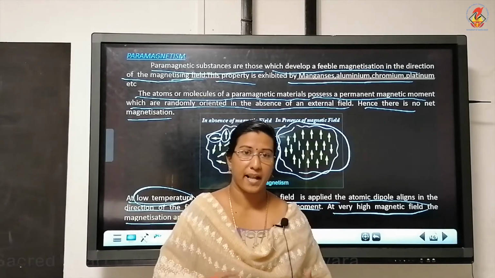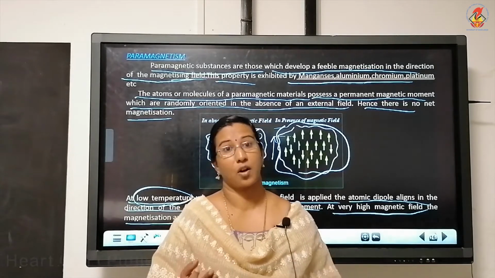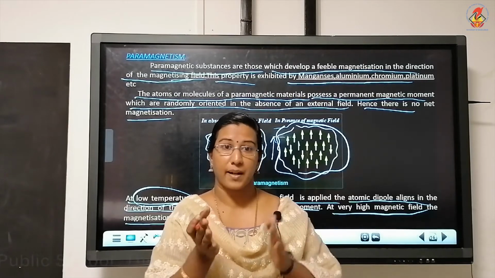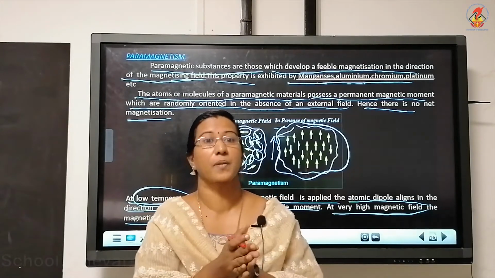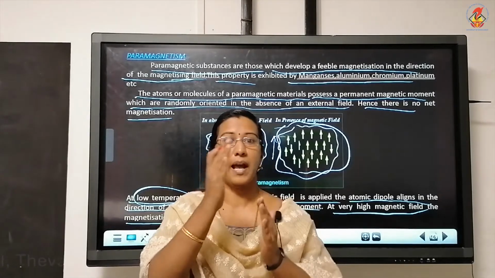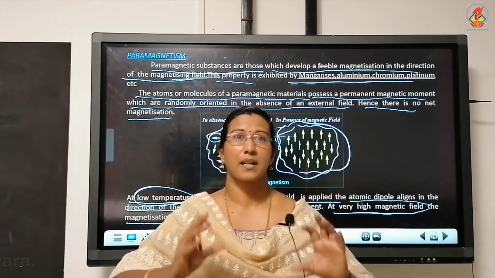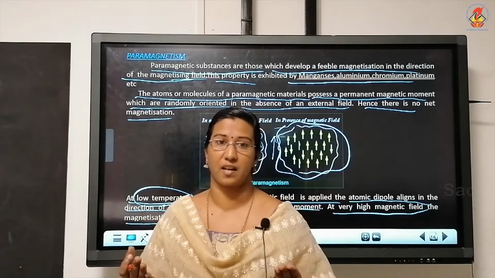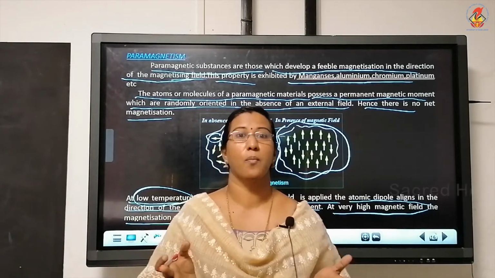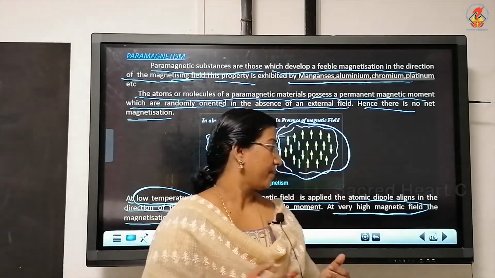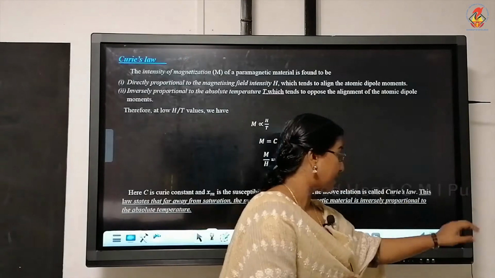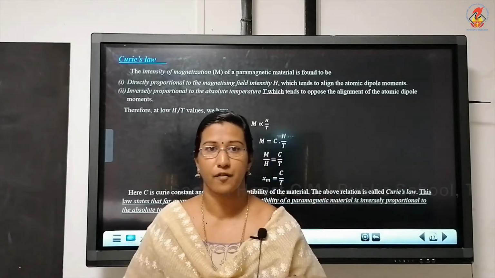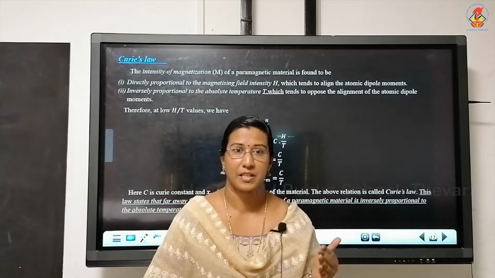You take the paramagnetic material, you keep it inside a solenoid having a field, and you increase the field strength. Depending upon the field strength, the dipoles of the paramagnetic material will start to align in the direction of the field. But there is a limit to the alignment. After a certain value of the external field, there won't be any more magnetization. This happens at very high field and low temperature. So, temperature is a very important factor when you take paramagnetism into account.